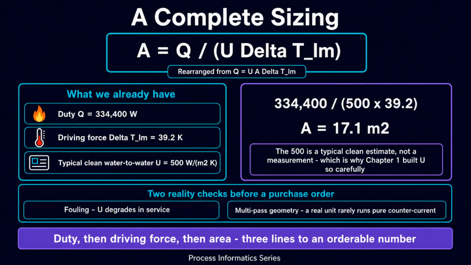But note the word typical. The 500 is an estimate, not a measurement, and it is a clean value, which is why Chapter 1 spent so long on building U honestly. 2 reality checks stand between 17.1 square meters and a purchase order. Fouling, because U degrades in service, and multipass geometry, because a real shell-and-tube unit rarely runs pure countercurrent. The next slides take both in turn.